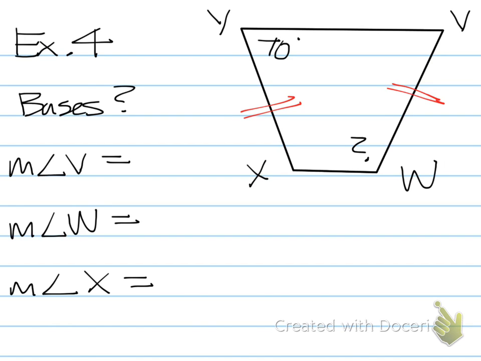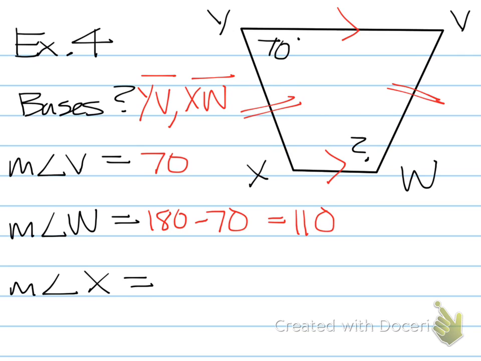And in this trapezoid, we have another isosceles trapezoid. The bases are YV and XW. Angle V is going to be the same as angle Y, 70. Angle W is going to be the same as angle X, and angle X and angle Y are supplementary. So to get angle X, we would subtract 70 from 180. And so angle W and angle X are both 110.